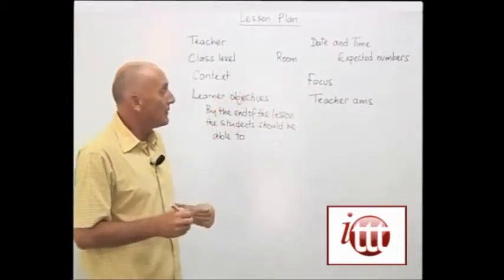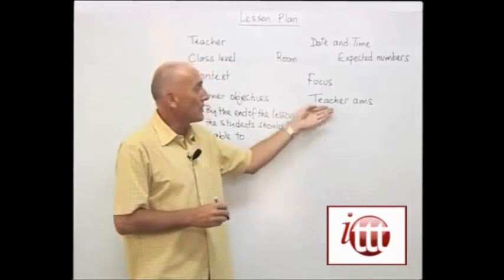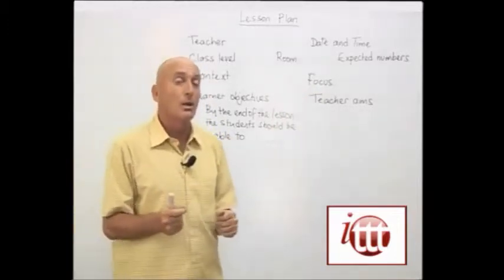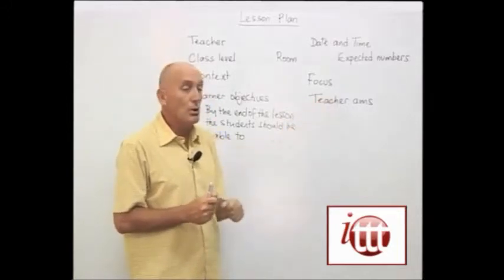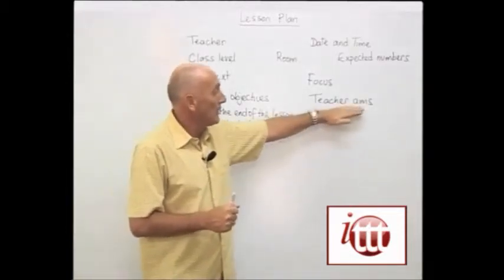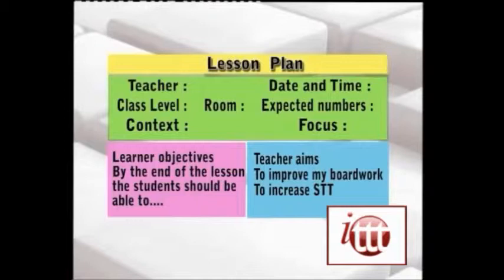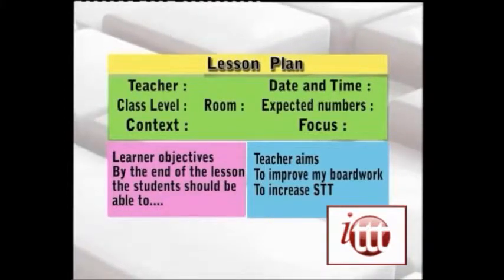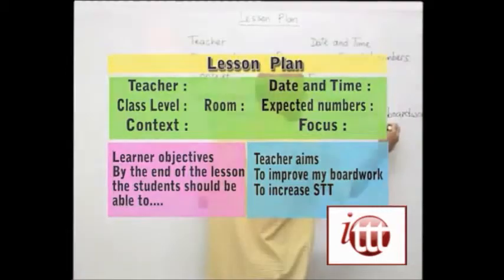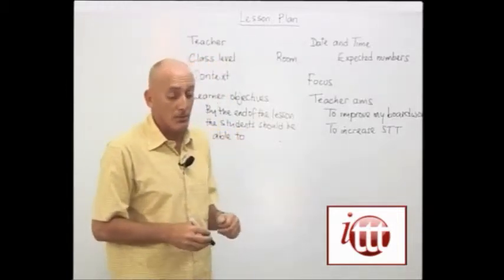The learner objectives are different to the teacher aims. The teacher aims are what you are expecting from that lesson itself. Now, when you first start teaching, quite a normal aim might be to complete the lesson successfully, to get through the whole thing without having any problems. As time goes on and you become more experienced, then what you would expect is that these teacher aims become more and more specific. So some examples of things that might be in your aims here. Might be things like to improve my board work, to increase student talk time, and to reduce teacher talk time, and so on and so forth.